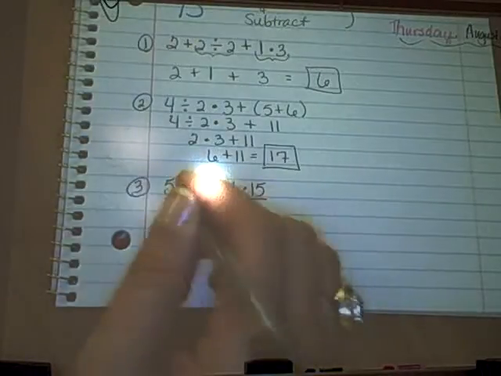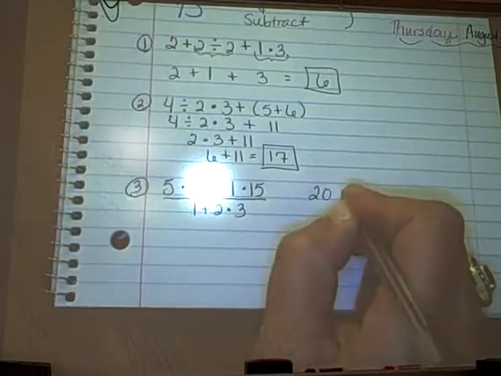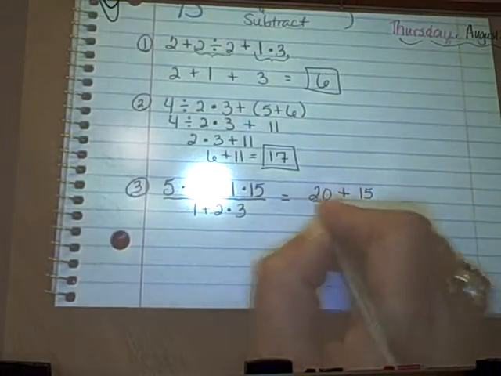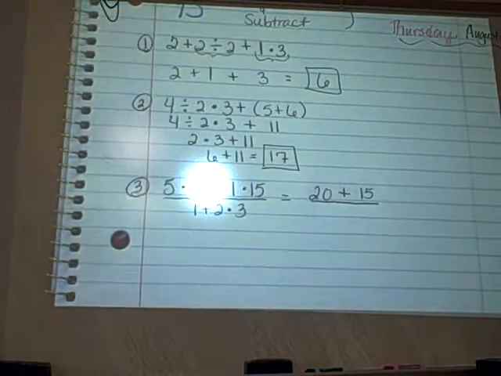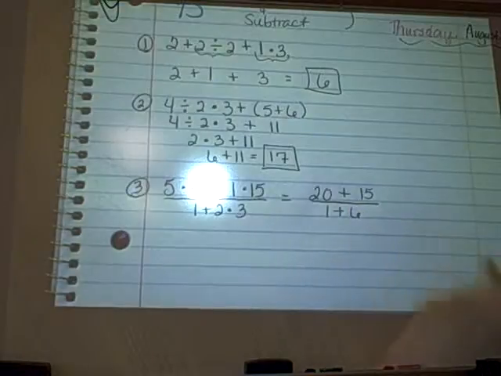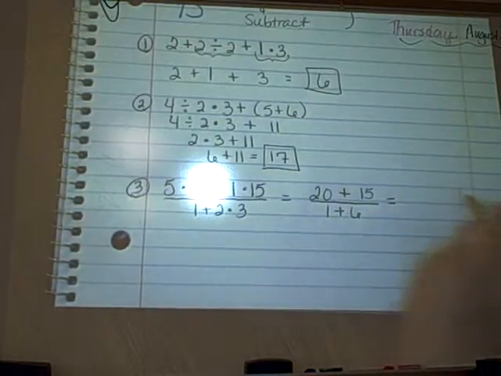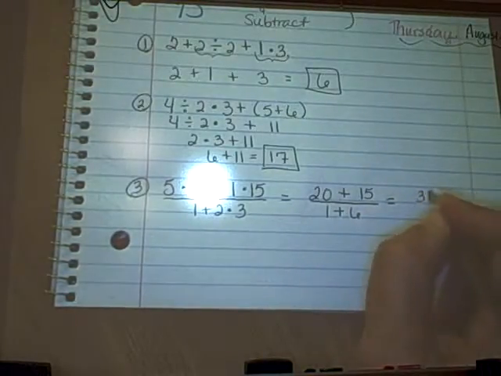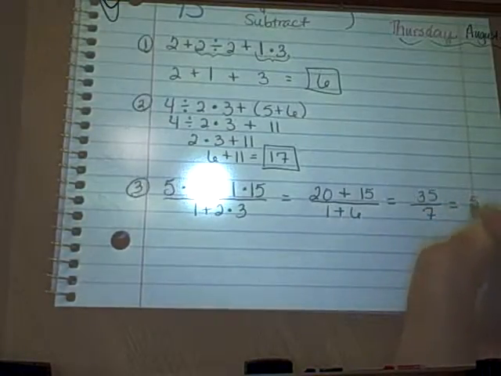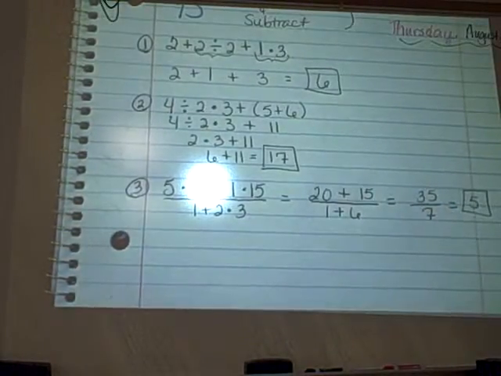So 5 times 4 on top is 20, plus 1 times 15 is 15, all over 1 plus 6, because 2 times 3 is 6. Then 20 plus 15 is 35. 1 plus 6 is 7. Y'all are probably way ahead of me. You probably already did this, but hopefully you got 5.